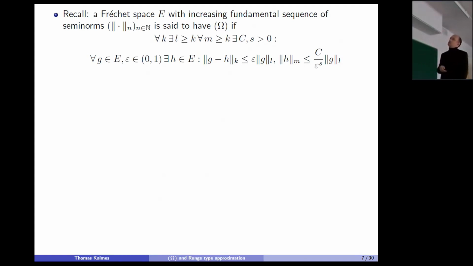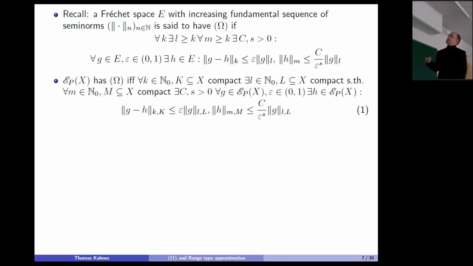Okay, so although this is a kind of decomposition property of an arbitrary element g, I would like to think of this as an internal approximation. So inside the given Fréchet space E, we want to approximate any g from E with another element from E with these properties.